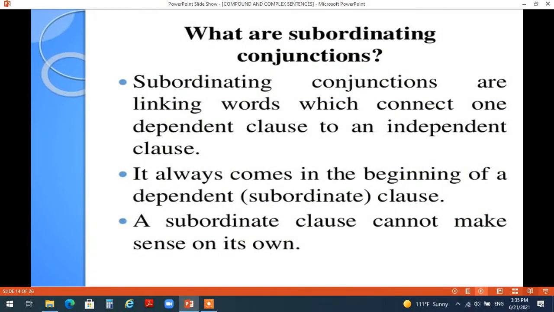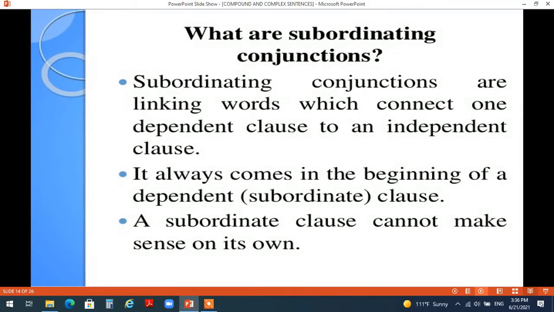Now we want to know what are the subordinating conjunctions. Subordinating conjunctions are linking words which connect one dependent clause to an independent clause. إذن subordinators أو subordinating conjunctions هي عبارة عن أدوات أو كلمات ربط تستخدم للربط ما بين عبارة فعلية مستقلة وعبارة فعلية تابعة. It always comes in the beginning of a dependent or subordinate clause. دائما ما تأتي subordinating conjunctions في بداية العبارة الفعلية التابعة.